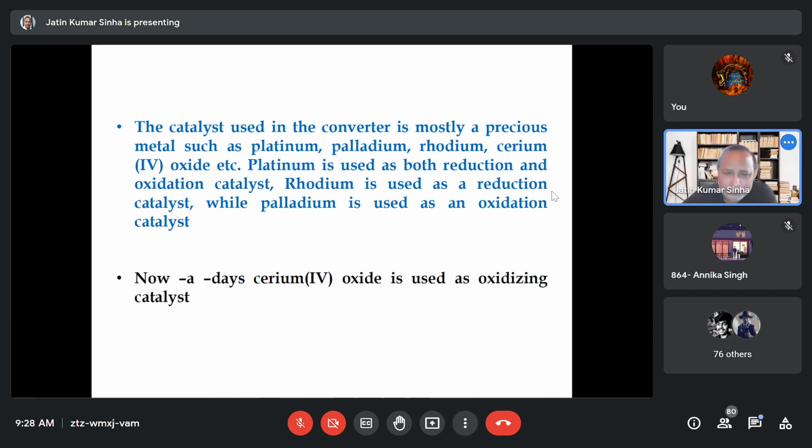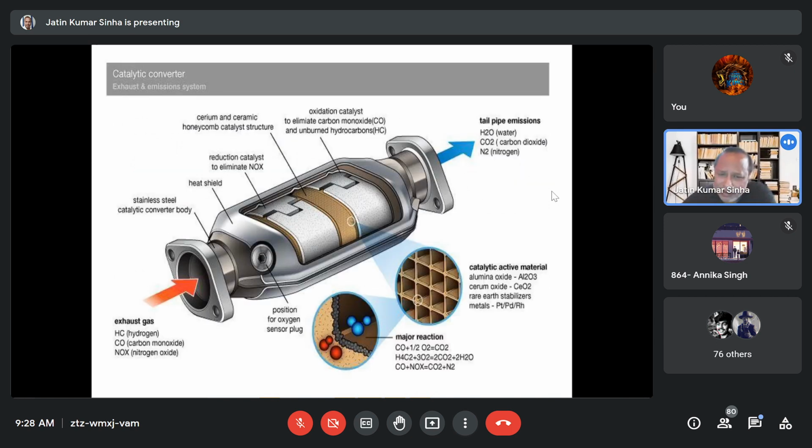Then the slide is describing what you saw in the video. There are two parts. In the first part, the nitrogen oxide is converted to nitrogen and oxygen. Then in the second chamber, the oxygen reacts with carbon monoxide to give you carbon dioxide. At the same time, the hydrocarbons are converted to carbon dioxide and water. So this is how the catalytic converter works in our vehicle system, and this is a mandatory part of each and every vehicle nowadays.